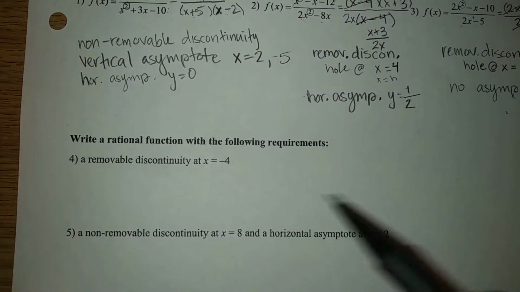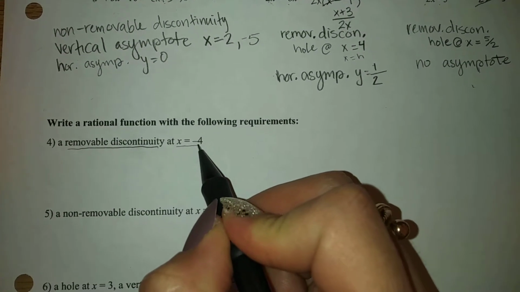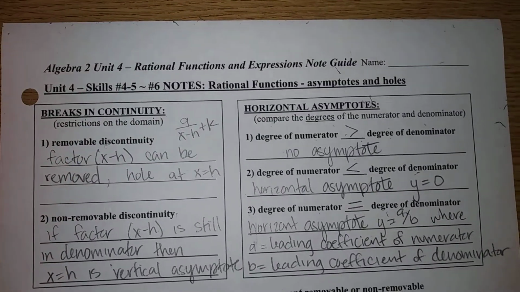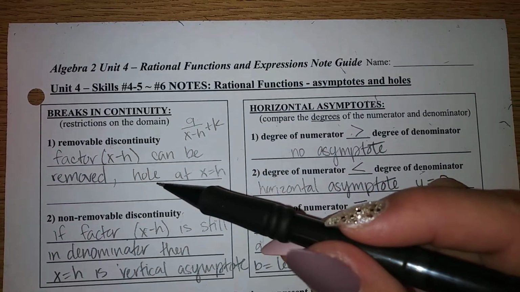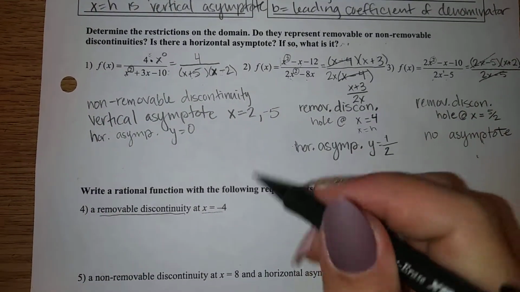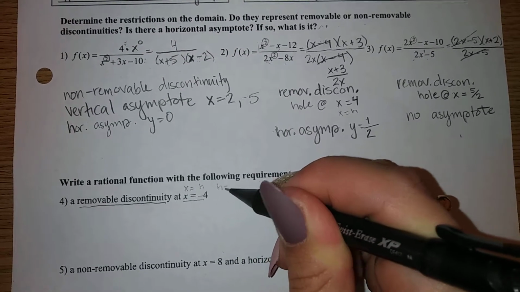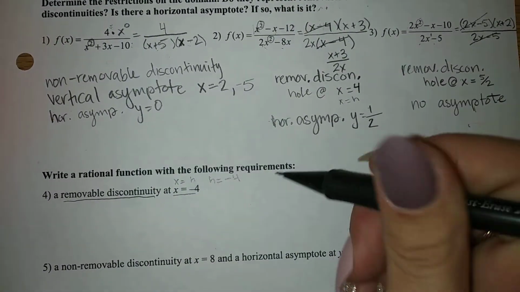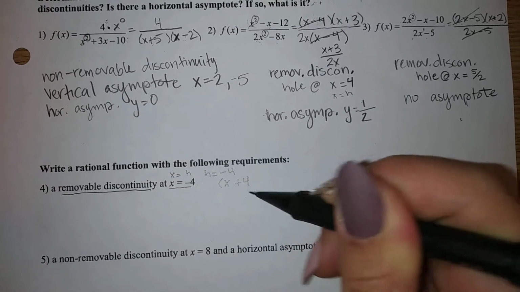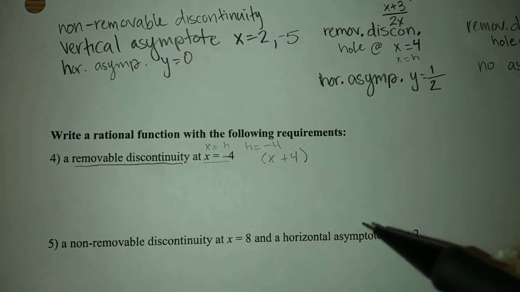Number 4 says it has a removable discontinuity at x equals -4. When we look at removable discontinuity, it says that if we have this, then it will be a hole at x equals h. So if x equals h, then h equals -4. And when we write out the expression, it'll be x plus 4.